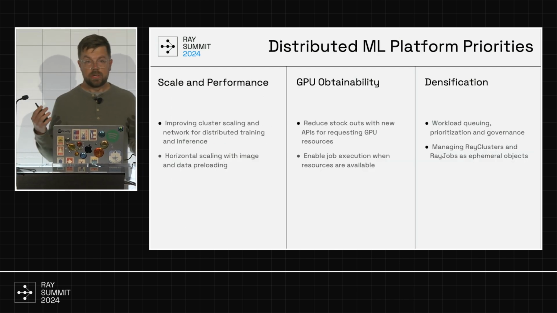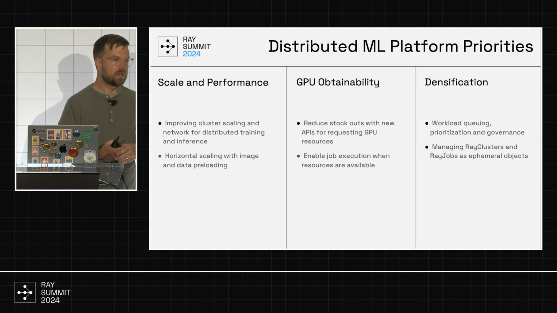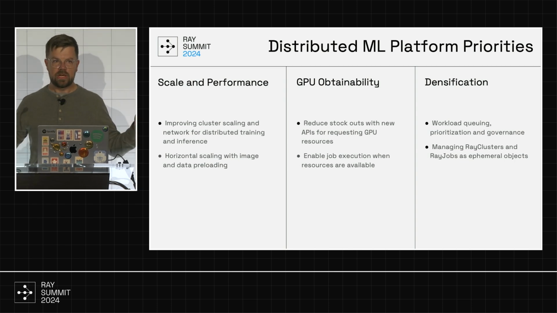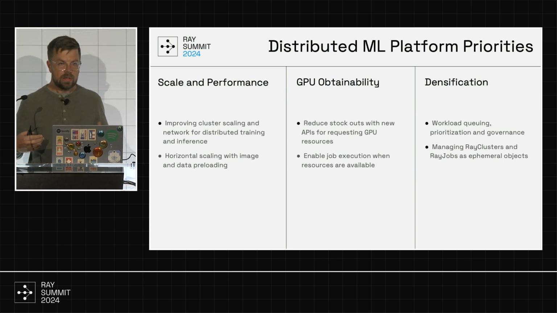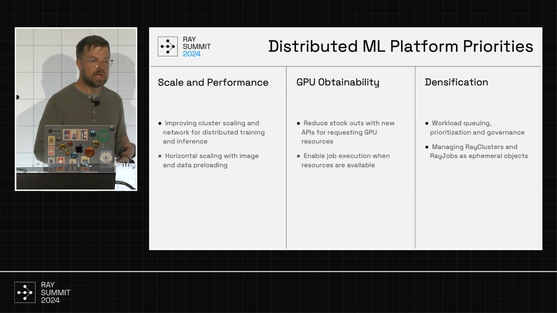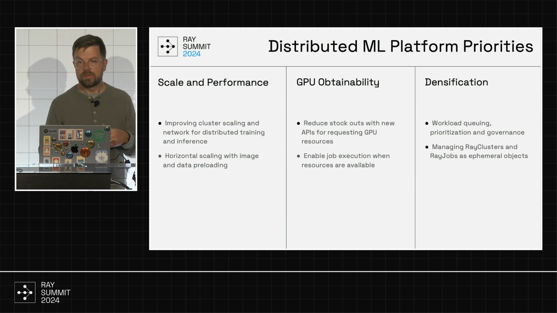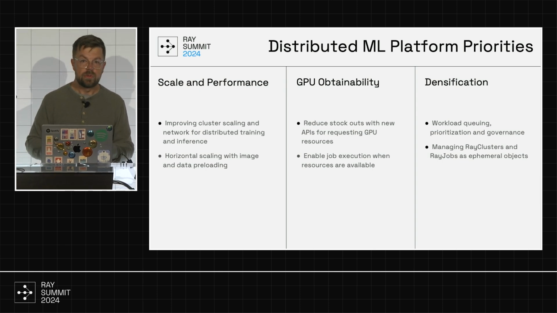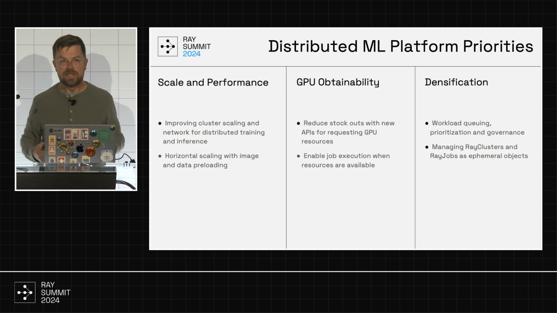But in broader terms, that's the easy stuff, right? That's the low-hanging fruit just to make Ray easier to use within Kubernetes. The challenges that we're trying to address are bigger challenges, especially when you think about large-scale ML distributed compute. We care a lot about helping customers to solve scale and performance. And that means improving cluster scaling in terms of horizontal workload scaling and node scaling, but also helping with price performance for both distributed training as well as for inference. On the obtainability side, we recognize this is a big challenge, right?